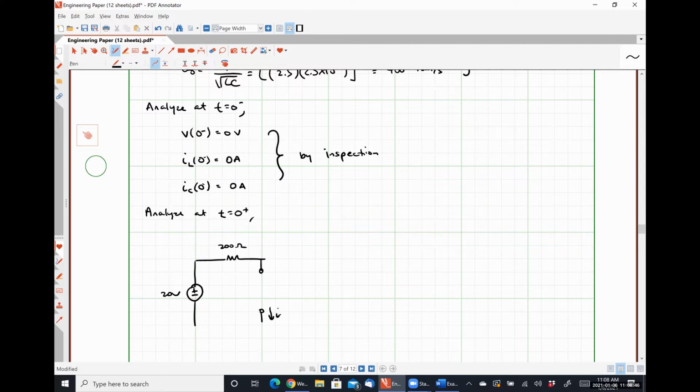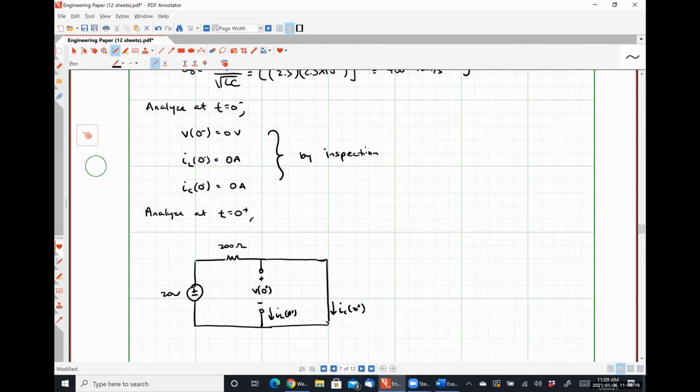So IL at 0 plus. Then our capacitor voltage was 0. So it's going to look like a short circuit. So here's V at 0 plus. Here's IC at 0 plus. So agree that this is what our circuit is going to look like at t is equal to 0 plus.